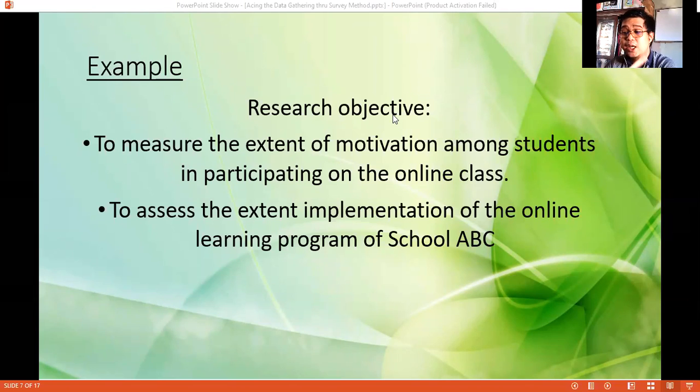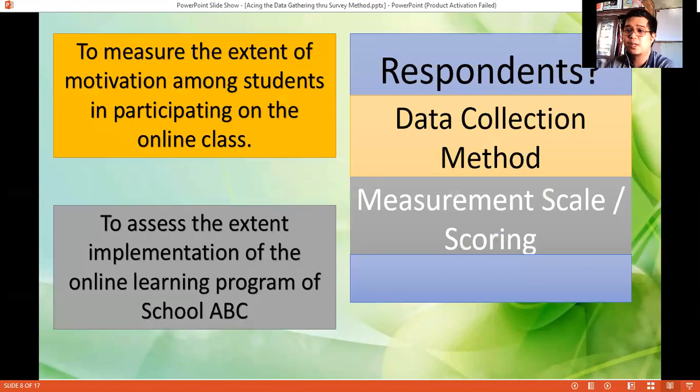Ibig sabihin, itong dalawang objective na ito yung gagawa natin ng mga statements or survey o yung part ng ating survey. So, paano gagawin natin? So, using the objectives, you need to know your respondents, you need to consider your data collection method, and you need to know what scale you will be doing.